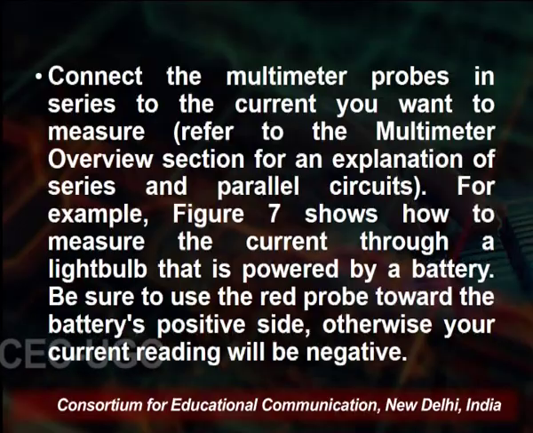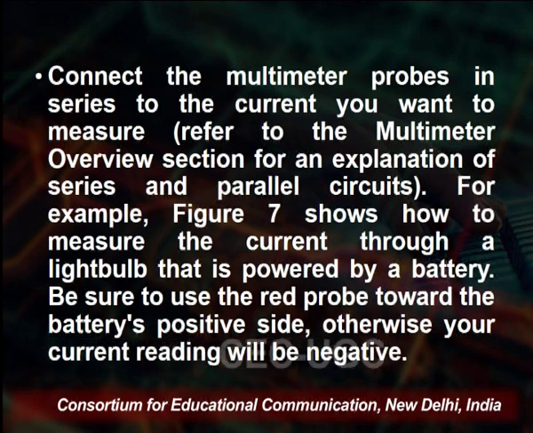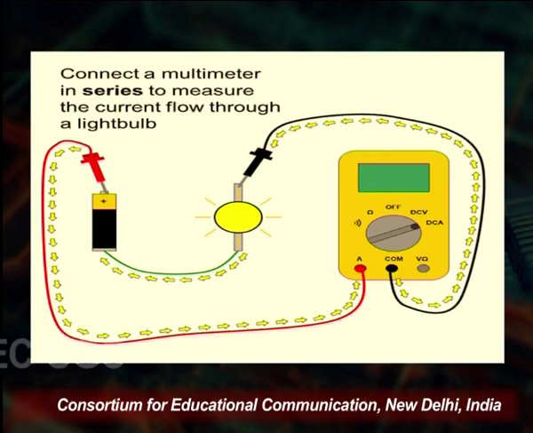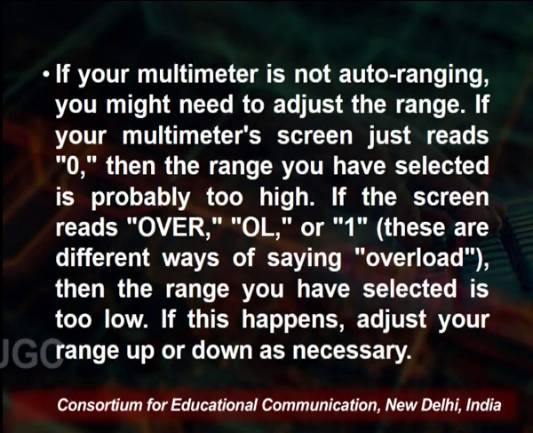The multimeter probes must be connected in series to get the current. You can see on the screen how these probes are connected in series to measure the current. So connect the multimeter in series to measure the current flowing through a light bulb. The multimeter is not auto ranging, so we have to adjust again. If it shows OL or 1, it means there is an overload, so we increase the range of our circuit.